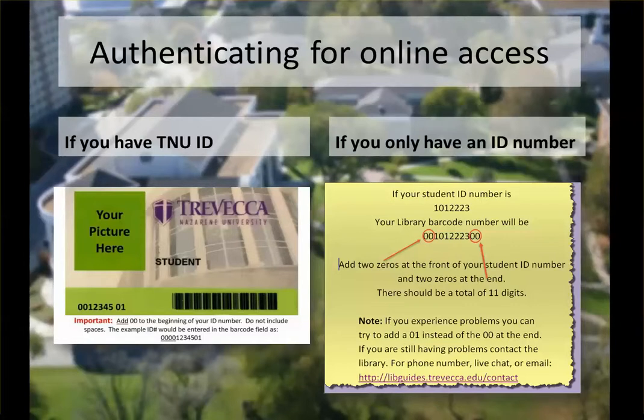If you only have an ID number, no physical barcode, no physical Trevecca ID, you take your ID number, such as this example here, and you will add 2 zeros on the front and 2 zeros on the end to be a total of 11 digits. There are video tutorials. I think you'll see them on the English 1080 Research Guide.